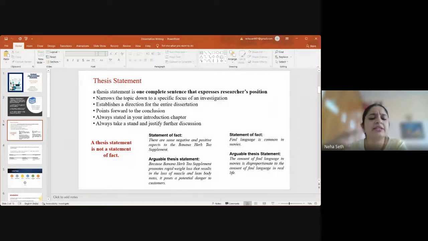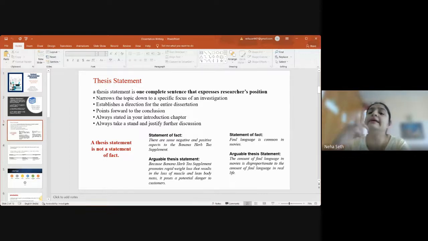It establishes a direction for the entire dissertation. When we mention the problem statement, it gives direction to our project. It gives direction to our dissertation. Okay, it puts forward the point to the conclusion. It helps us to reach the conclusion. And it is always stated in the introduction chapter.